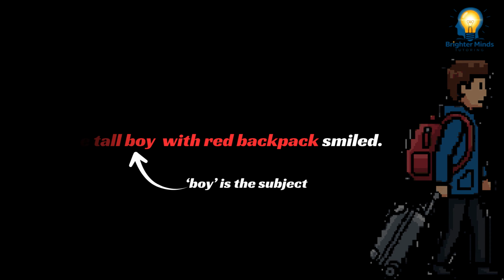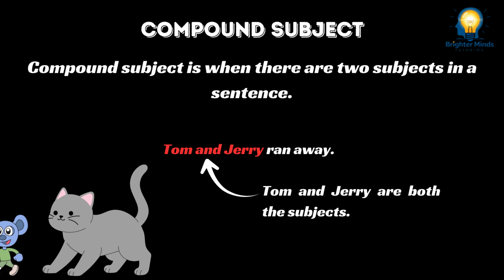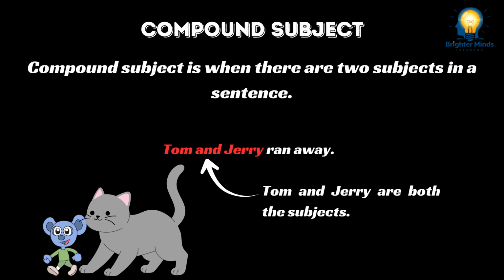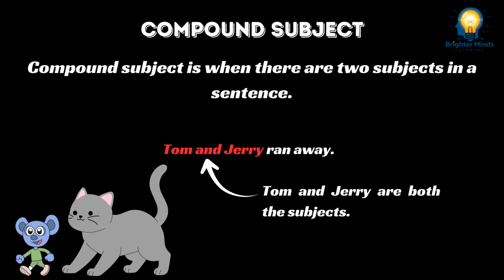Sometimes a sentence can have more than one subject that shares the same action. This is called a compound subject. For instance, in the sentence, Tom and Jerry ran away, both Tom and Jerry form the compound subject because they are both doing the action.